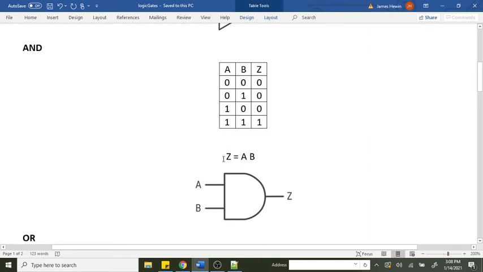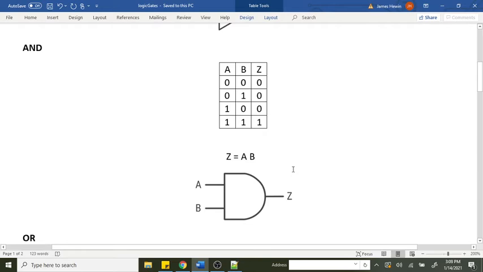And the way we express that as a Boolean expression is we just write Z equals A, B, just right beside one another. Sometimes you may see a dot in between the A and B to denote AND, but if you just write them right next to one another, that also implies the AND function. So either a dot, or if you just write the terms that you're ANDing together right next to one another with no symbols in between.